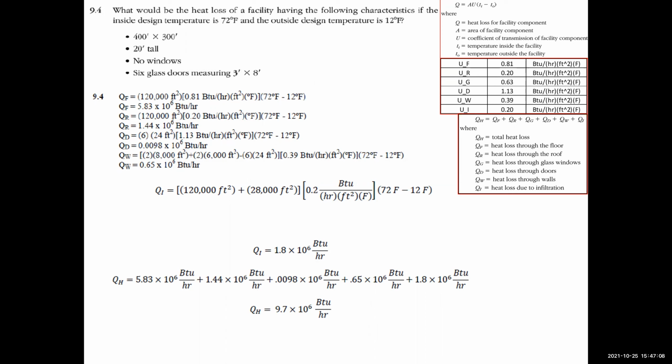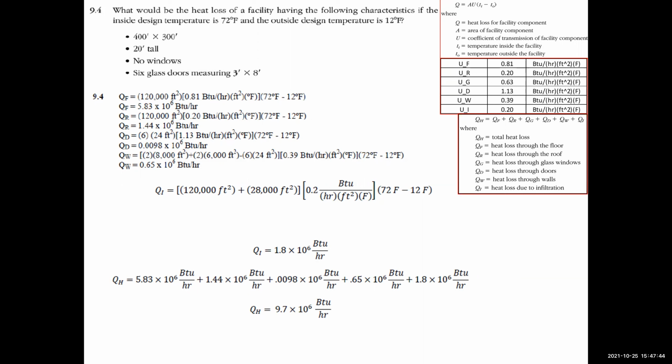And then in order to get the heat loss for the facility, you have to add the Q or the heat loss for the floor, heat loss through the roof, heat loss through the glass windows, heat loss through the doors, heat loss through the walls, and heat loss due to infiltration. So the computations are here. Again, I think the challenge for this problem is to make sure that you identify the right components that you are going to be addressing for each one of these pieces.